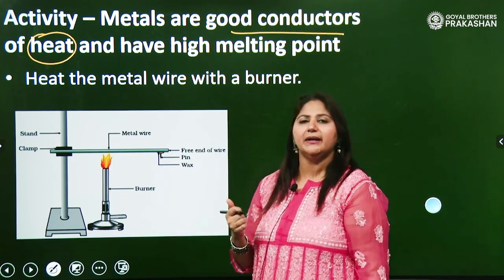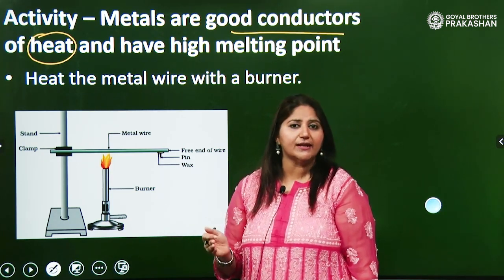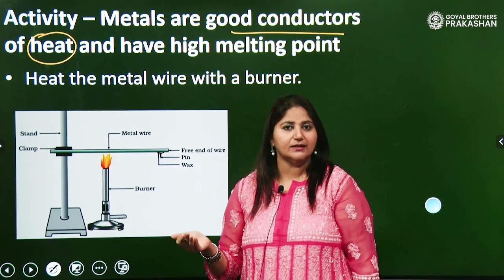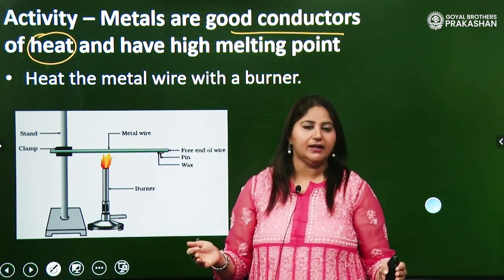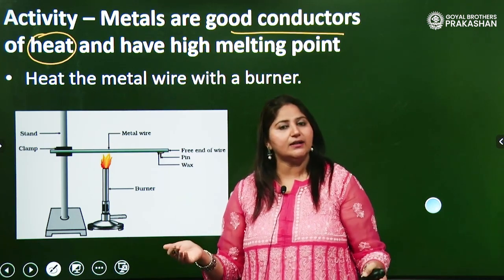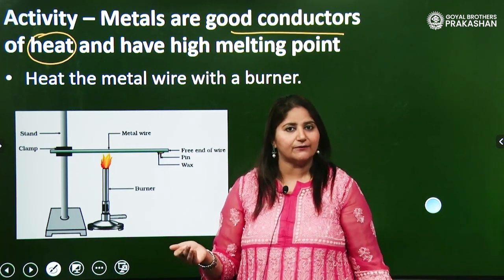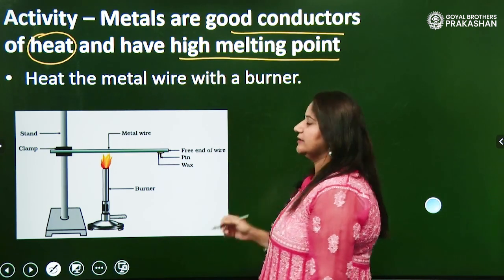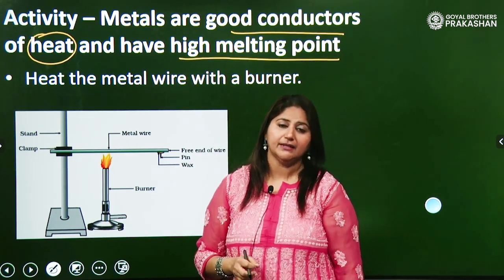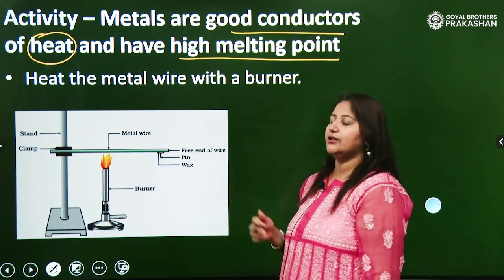So what are the metals that we usually use for cooking utensils? For making cooking utensils, we use copper, aluminium, iron, right? Because they are good conductors and non-corrosive. They also have a high melting point. So how will we prove that they have a high melting point and they are good conductors of heat?